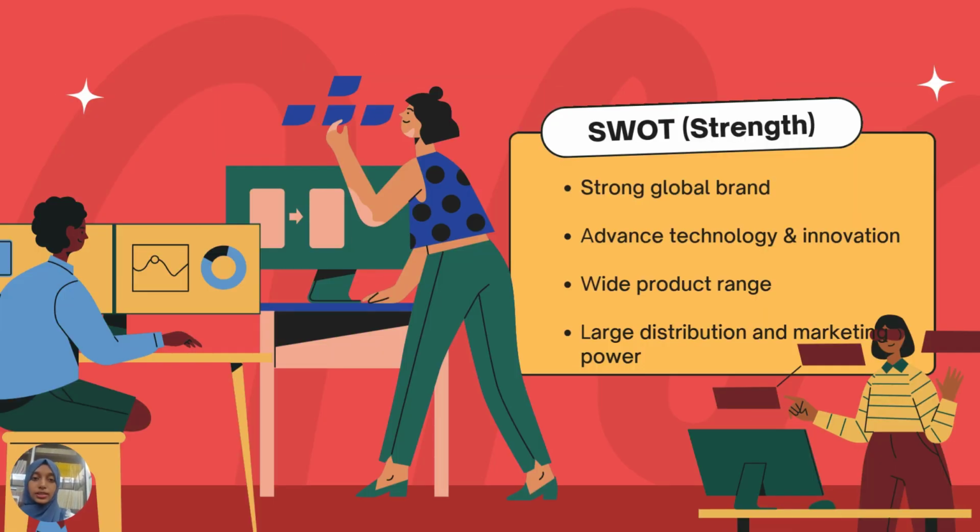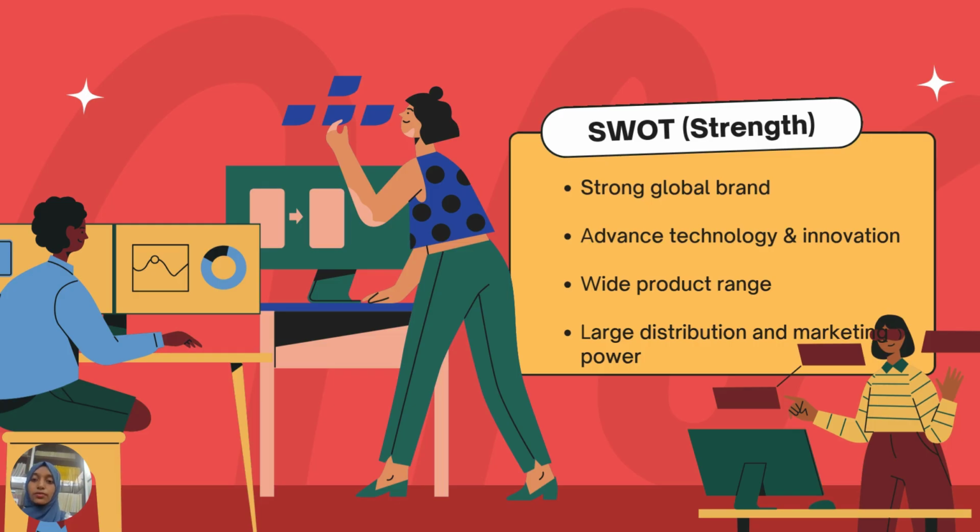Now, there's the SWOT analysis we have analyzed. The first one is strength. Number one is the strong global brand. The company has a trusted name recognized across the world, built over years of quality and marketing. This reputation helps maintain customer confidence.